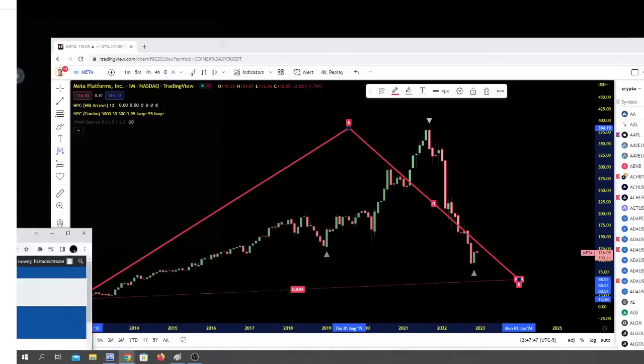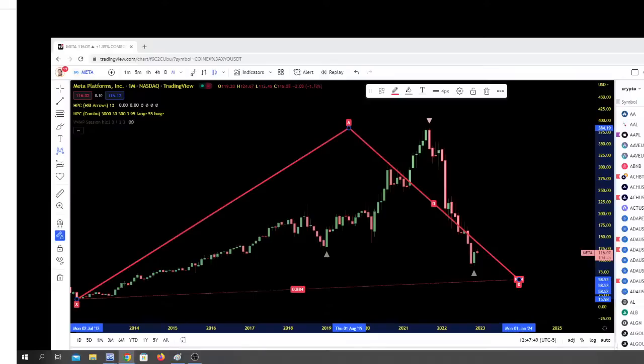Let's jump over quickly to dollar index and take a look at what happened to the yen.